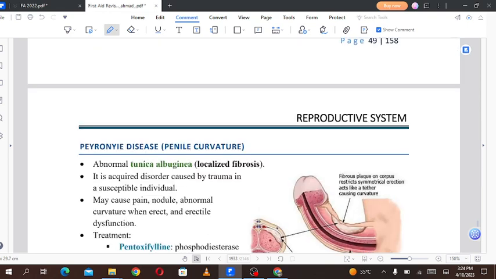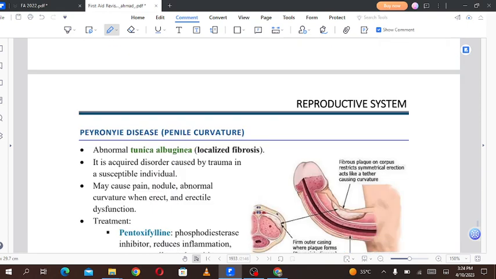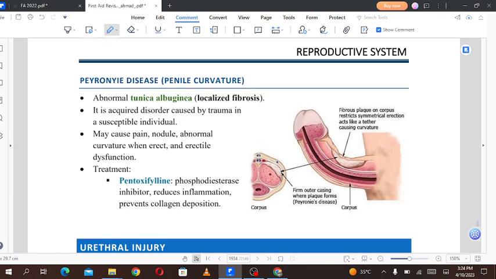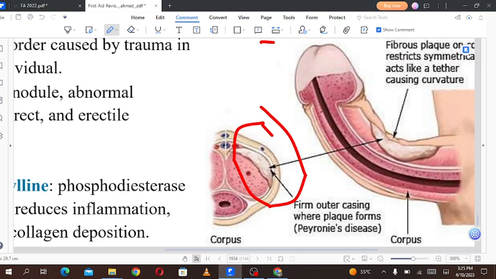Okay, so moving forward, we have Peyronie disease. Peyronie disease is abnormal tunica albuginea, localized fibrosis of that. Localized fibrosis of the tunica albuginea will lead to Peyronie disease, as you can see in this picture. There is a localized fibrosis over here. Firm outer casing where the plaque forms in Peyronie disease.